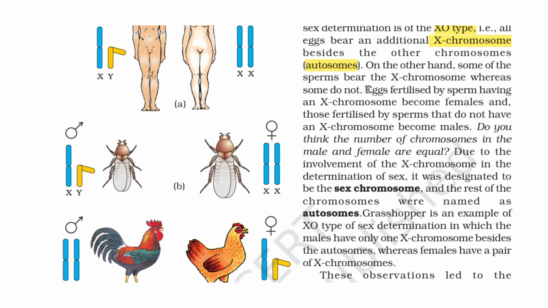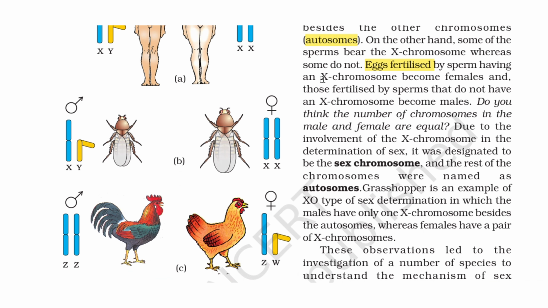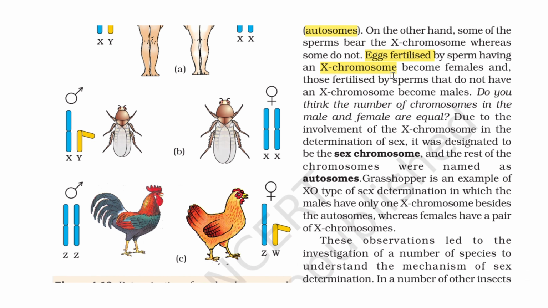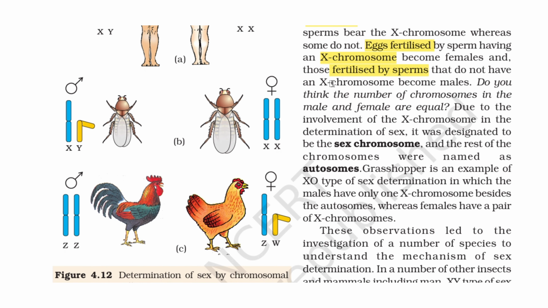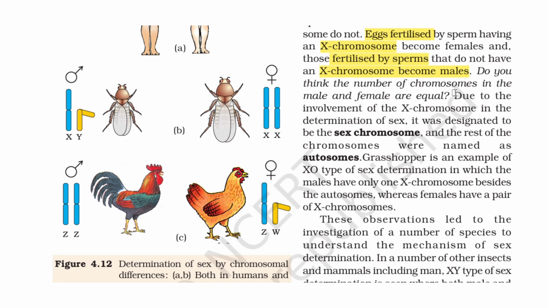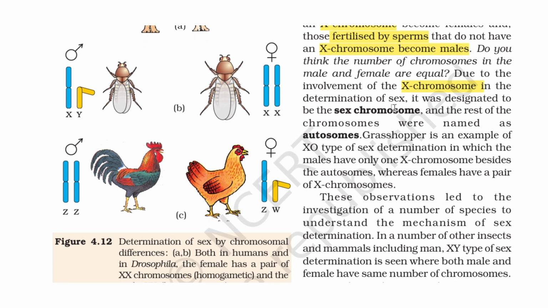Eggs fertilized by sperm having an X chromosome become females, and those fertilized by sperms that do not have an X chromosome become males. Do you think the number of chromosomes in the male and female are equal? Due to the involvement of the X chromosome in the determination of sex, it was designated to be the sex chromosome, and the rest of the chromosomes were named as autosomes.